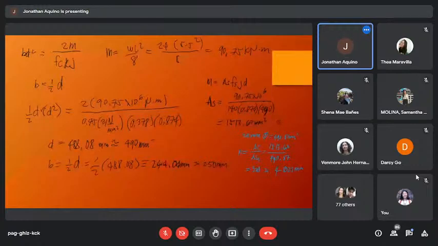Okay? So next is, after determining for the number of bars, check na natin kung kakasya ba siya dun sa dimension natin. So otherwise, we need to revise the B or we need to revise the diameter of the bars. Okay.